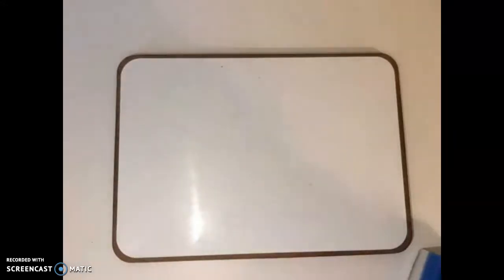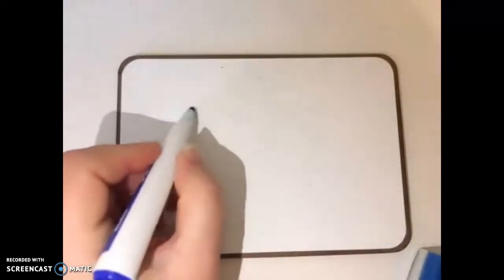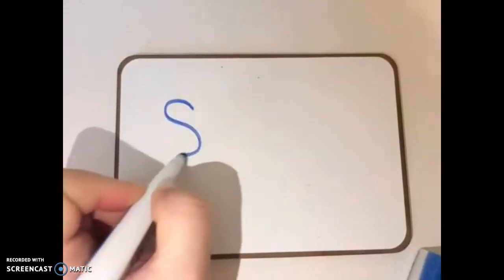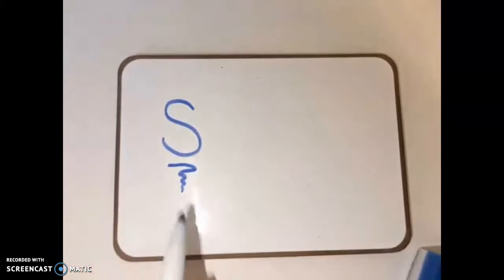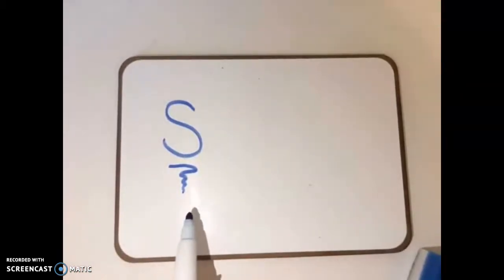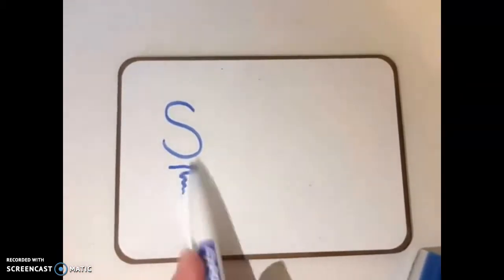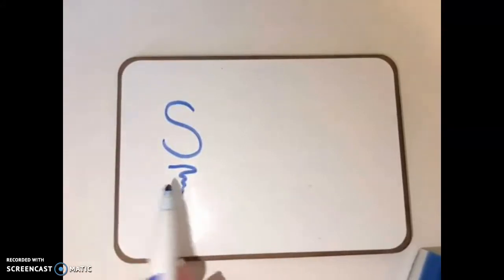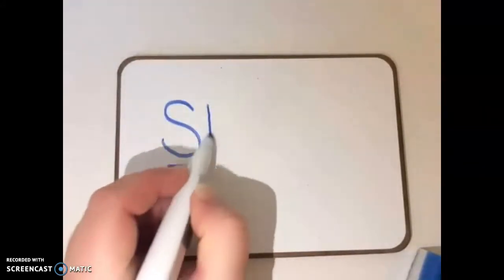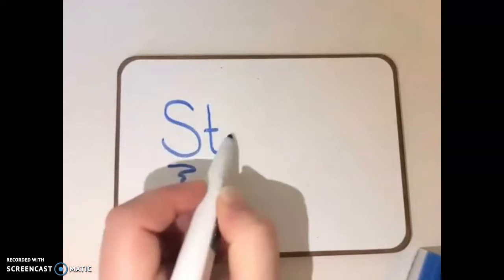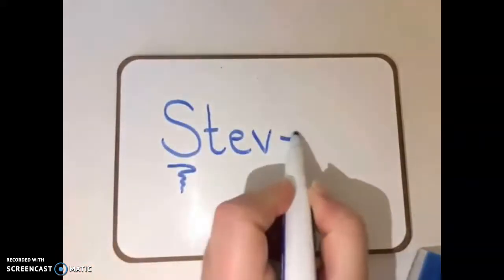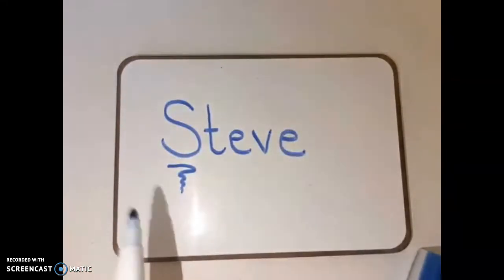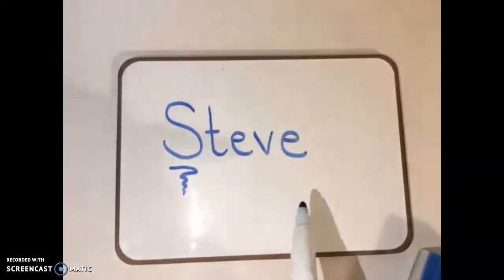All right, so if we write Steve, that is a name. So we're starting with an uppercase S. I do not have a green marker, so I'm just going to go ahead and put a squiggly mark under it like that to show, okay, that's uppercase, right? Steve. And then a silent E on the end. And can you draw your arrow?